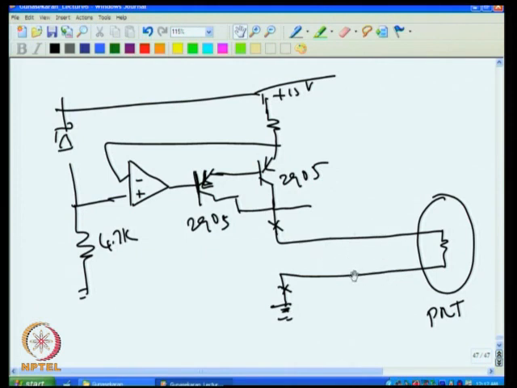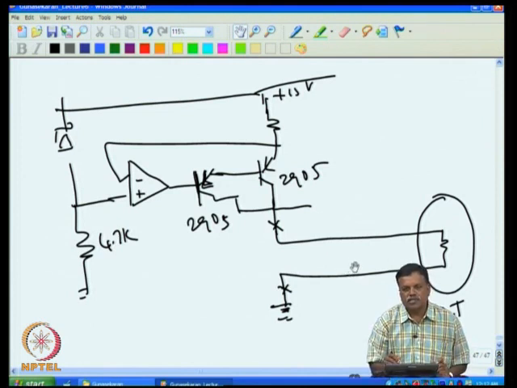Now the problem is, room temperature also, if the wire resistance is appreciable, then this resistance also will change with temperature, and then we will get a wrong reading here, because we want to measure only the change here, not the change in the resistance, because the wire resistance also will change when it is appreciable.